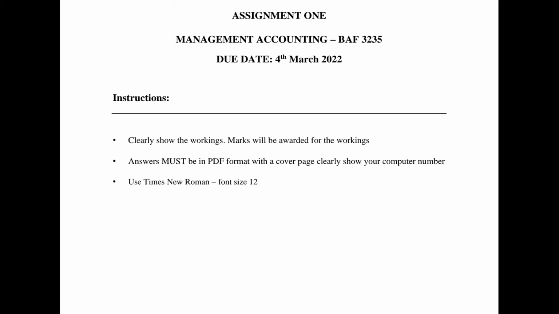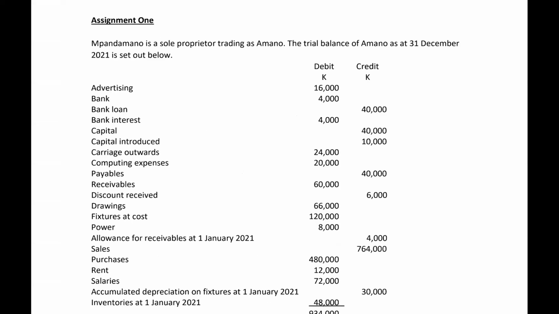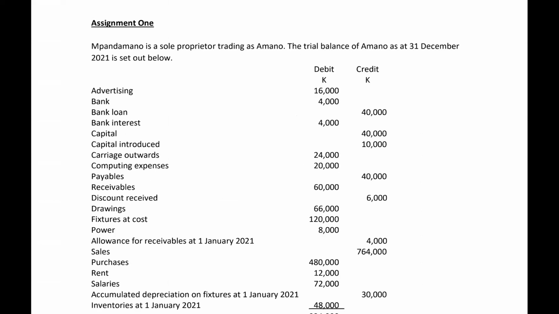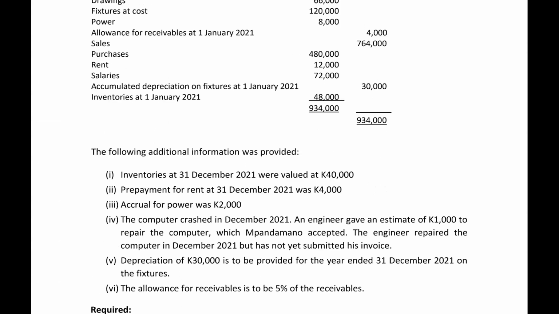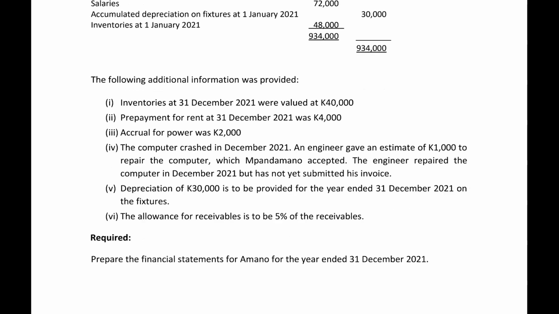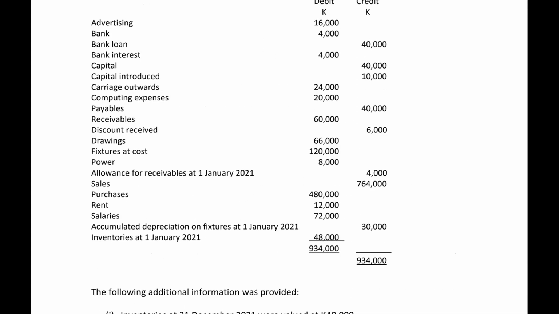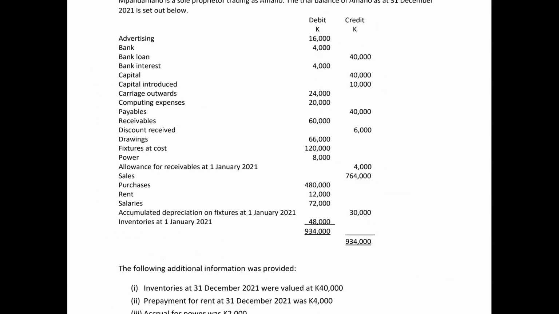So this is the assignment number 1 that you had, and this was the question. So you are given the trial balance, and this is the trial balance that you had. Then from the trial balance down, you had the additional information that you were provided. And from the additional information, you needed to make some adjustment to some of the entries in the trial balance. That is what you were just required of doing.